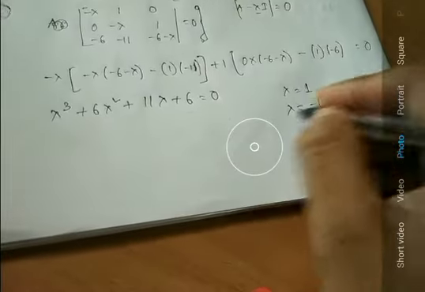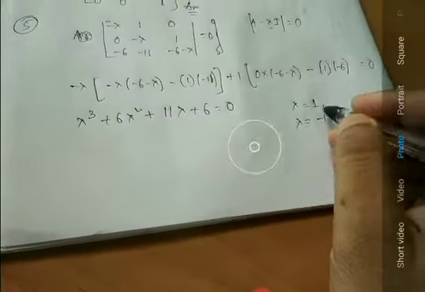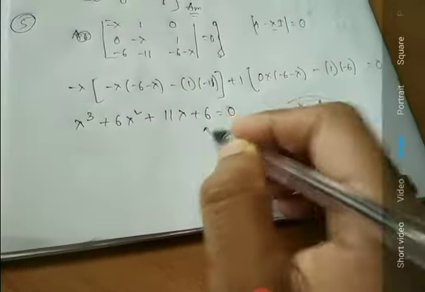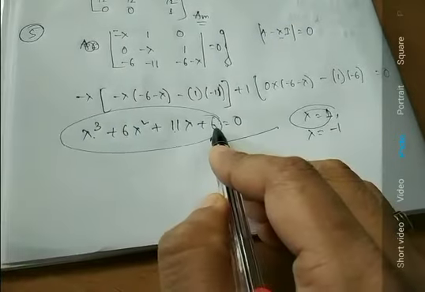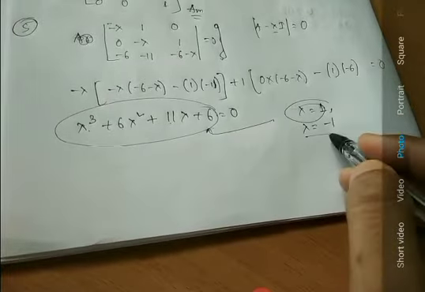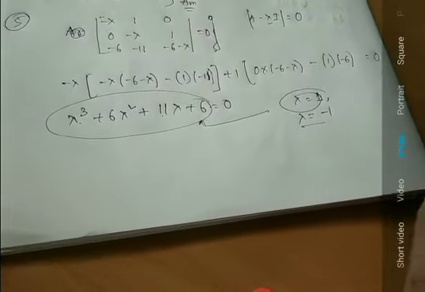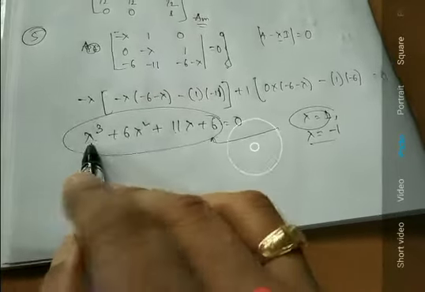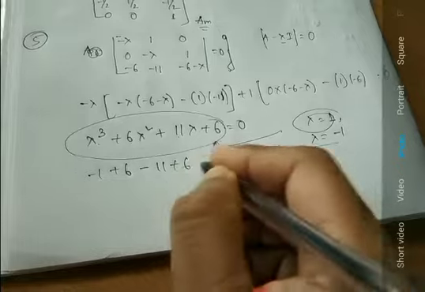So you can put lambda equal to minus 1, or you can put 1. If I put lambda equal to 1, then this side is not 0: 1 plus 6 plus 11 plus 6. So it is not 0. If it is 0, then we can proceed. So we will check next lambda equal to minus 1. If it is not, then lambda equal to 2, minus 2, 1, 2, 3, you will get the answer. If it is minus 1, then it is minus 1 plus 6 minus 11 plus 6. How much is it? 0.